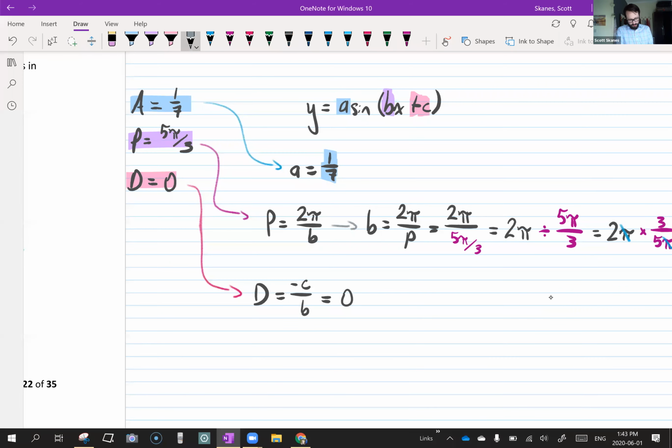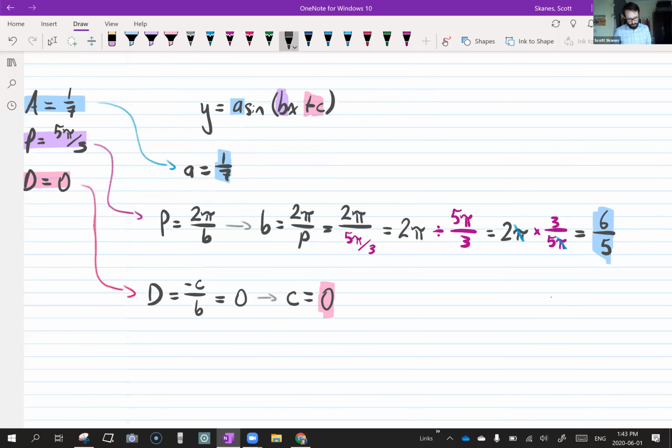Our displacement is 0, that means C is 0. Now we have our 3 pieces. So our final answer here I'll write out. Therefore, y is a, 1 over 7, sine bx, b is 6 over 5, plus c, and plus 0. So there's nothing to add. This is our final answer.